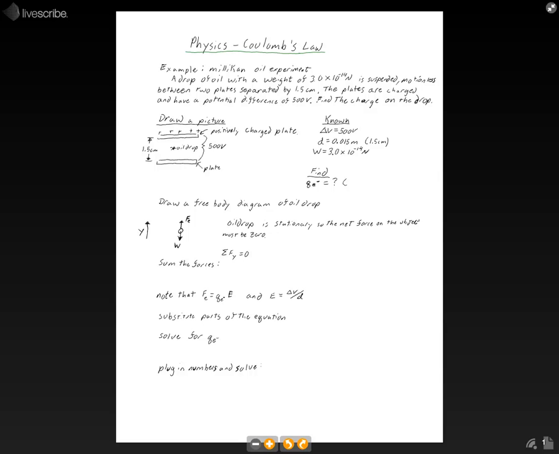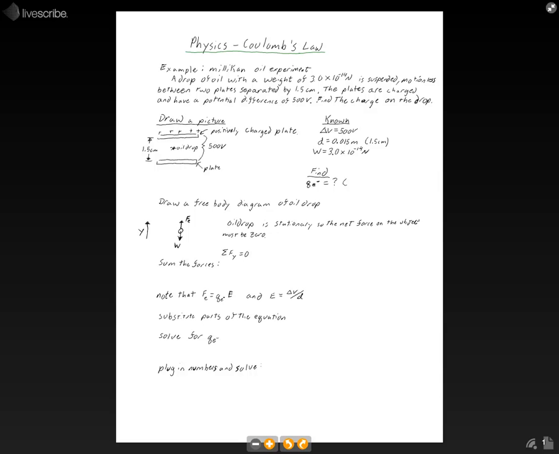This is a common experiment where you take a drop of oil and you drop it into an electric field, and the drop of oil will sit there and float. In this experiment we have a drop of oil with a weight of 3 times 10 to the negative 14th newtons, and it is suspended and motionless between two plates separated by 1.5 centimeters. The plates are charged and have a potential difference of 500 volts. Find the charge on the drop of oil.